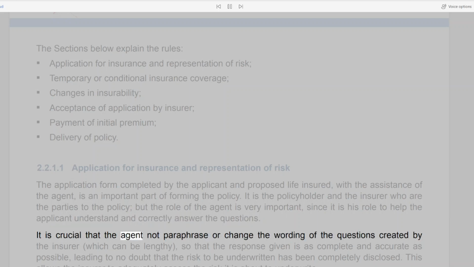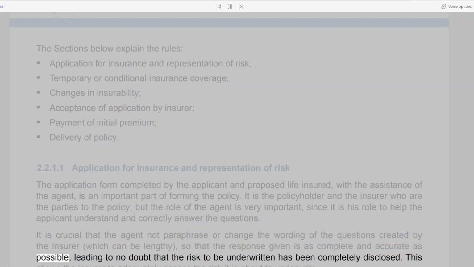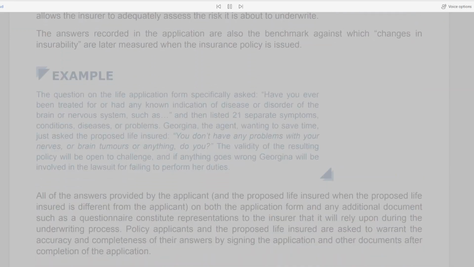It is crucial that the agent not paraphrase or change the wording of the questions created by the insurer, which can be lengthy, so that the response given is as complete and accurate as possible, leading to no doubt that the risk to be underwritten has been completely disclosed. This allows the insurer to adequately assess the risk it is about to underwrite. The answers recorded in the application are also the benchmark against which changes in insurability are later measured when the insurance policy is issued.